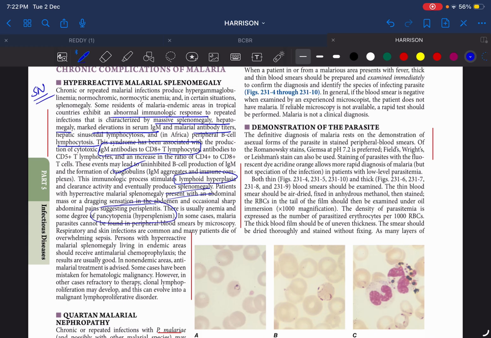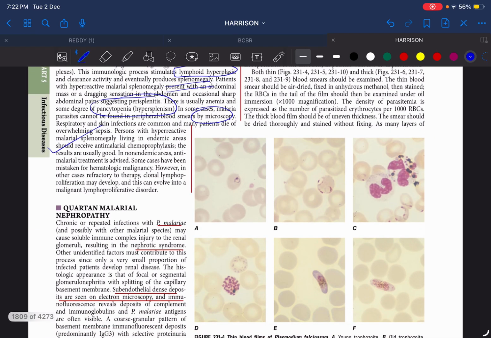And remember, in hyperactive malarial splenomegaly, you can't see the malarial parasite in the blood smear. Usually, we ask them to receive anti-malarial chemoprophylaxis. I will tell you what chemoprophylactic agents can be given in malaria. If we don't treat it properly, it may cause lymphoproliferative disorders, like Burkitt's lymphoma or EBV associated lymphoma.